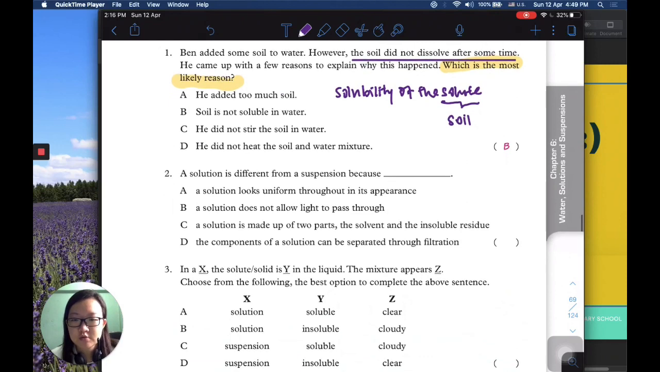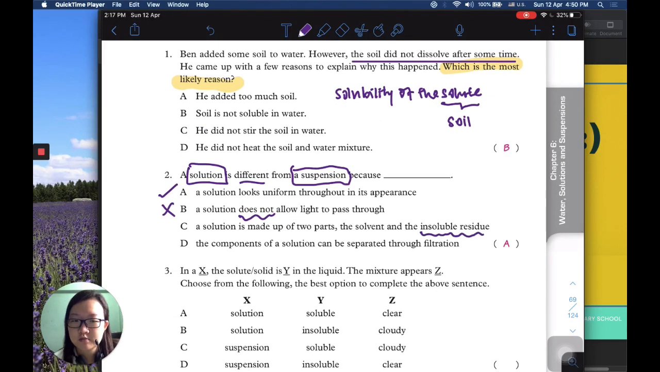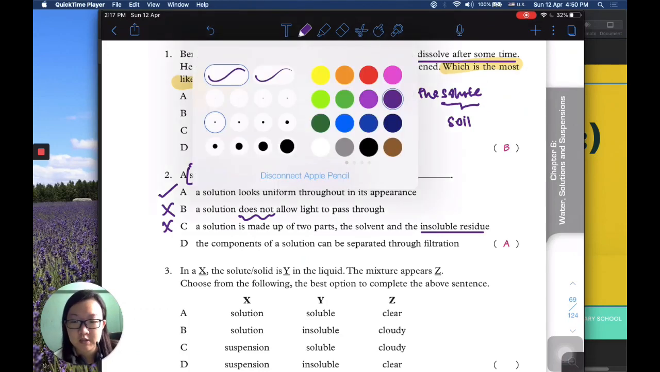Moving to question 2. A solution is different from a suspension because... If I were you, I would do all these annotations, so as to help me answer the question. In this case, the answer is A. A solution looks uniform throughout in its appearance. Let's look at the other options. Why are they wrong? B, a solution does not allow light to pass through, that is incorrect. It allows light to pass through completely.